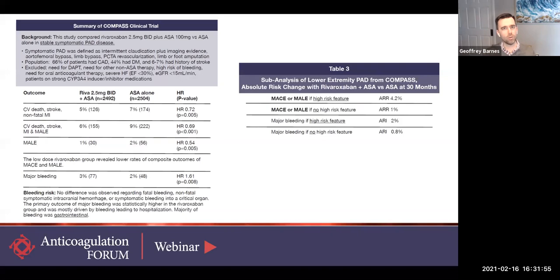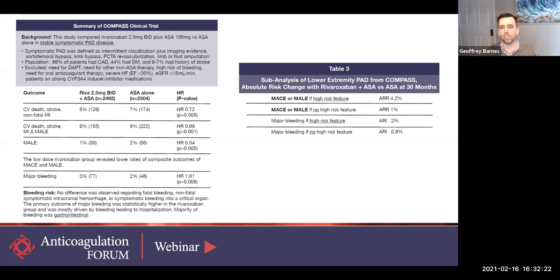Now, just like we saw with the Voyager PAD study, there is some increased bleeding when you use both of these mechanisms. So you're using the low-dose rivaroxaban plus aspirin. That had a 3% major bleeding rate as compared to 2% with the aspirin alone group. On the right side of the screen is really, I think, an important piece. How can we figure out what patients are most likely to benefit from this strategy and which patients may be more likely to get harm?